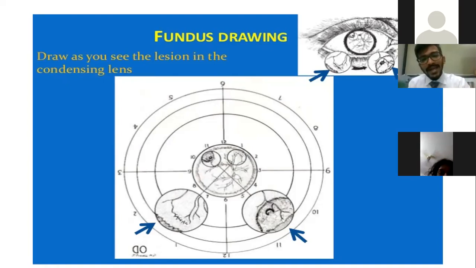So generally a lattice or a cystoid degeneration, you'll see towards the ora serrata. So you have to make sure you're drawing it outside the equator. If you're seeing any pathology which is inside the equator, you'll draw it a little inside.